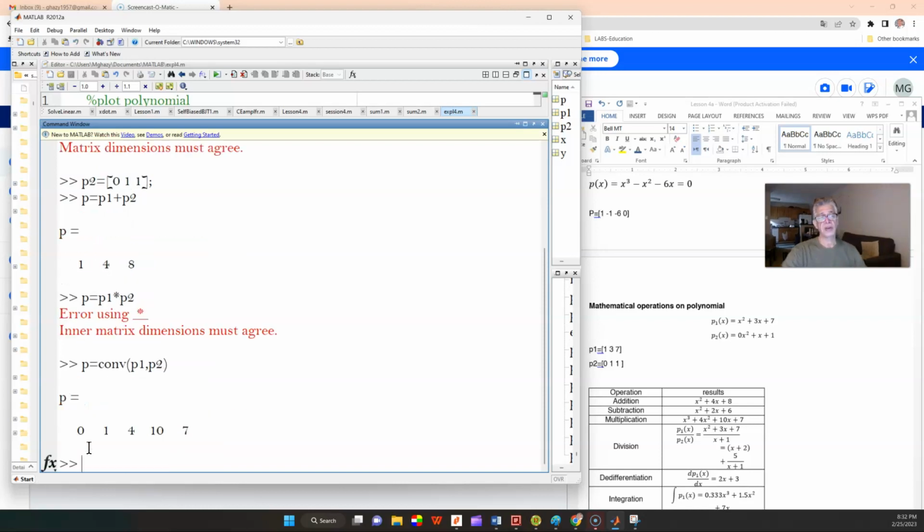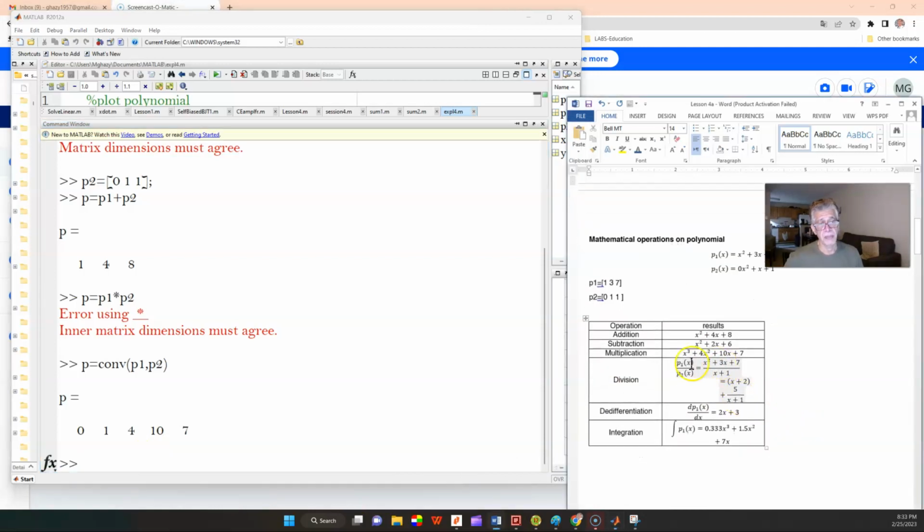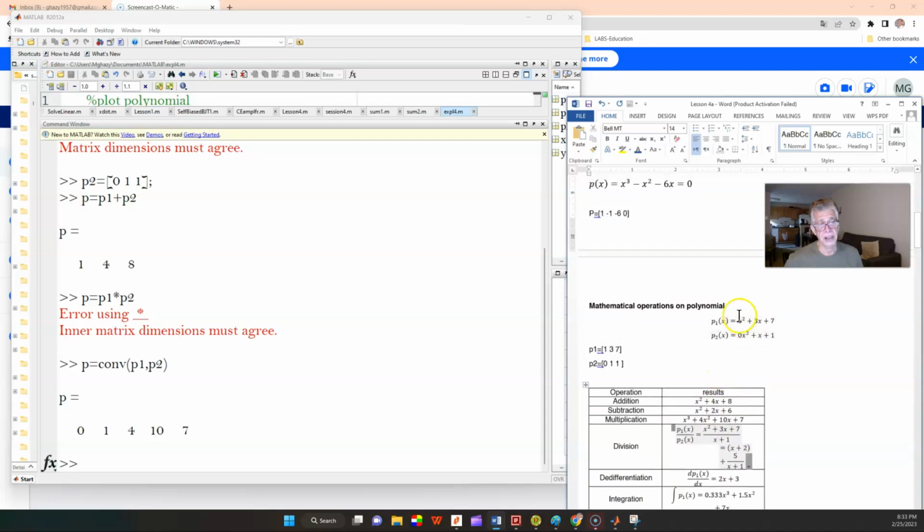Hit enter, and you get this. Because as you see here, when you are multiplying, one polynomial is x squared. That's order 2, and this is order 1. So when you get the result 0, 1, 4, 10, 7, what's the order of this one? That's a constant term, and that's the first term, order 2, order 3, not order 4. So it'll be order 3.